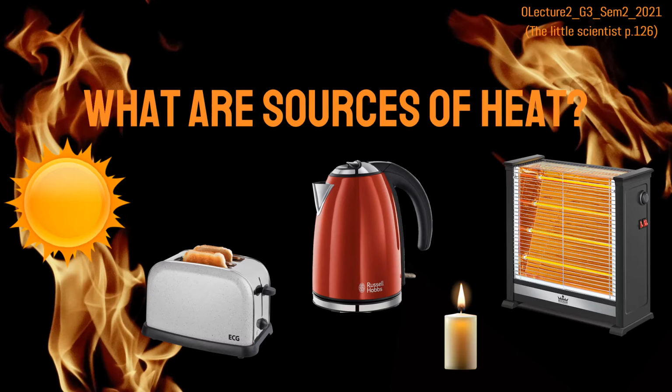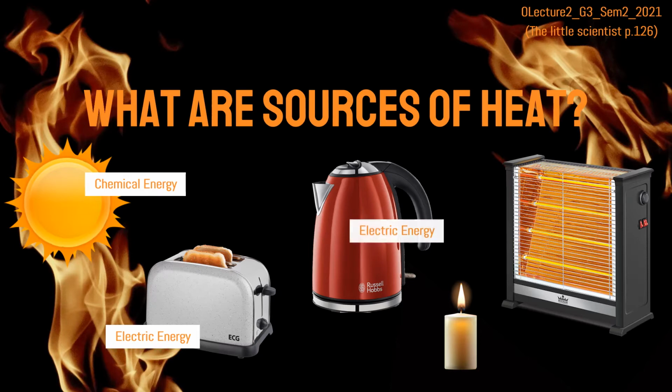In the sun, there are gases burning, so it's the chemical energy that is the origin of heat energy in this case. When there is something burning, we say that the chemical energy is converted into heat energy. A toaster needs electricity to work, right? So, the electric energy in this case turns into heat energy. And we have the same case for the electric kettle. It's the electric energy that is converted into heat energy.